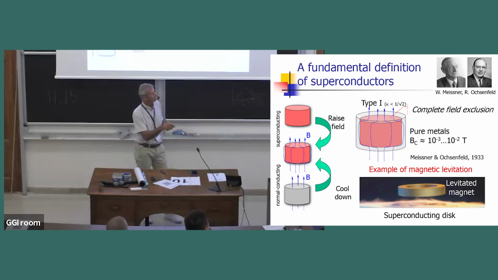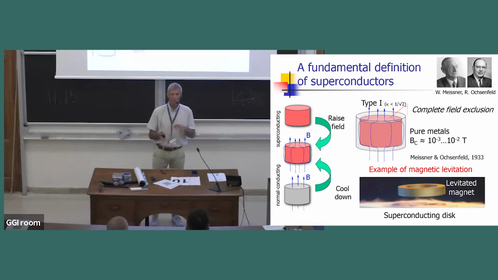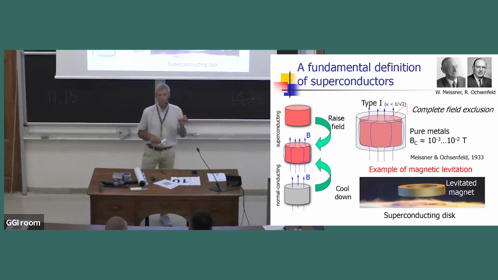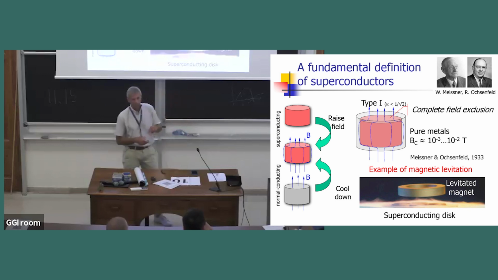So complete field exclusion shows that what we see in superconductivity is a phase change. That's an important concept. It's a different phase with respect to normal conductivity. And that's the hint they brought to BCS. And this effect is what you see in pictures of a levitated magnet on a superconducting pellet. The superconductor doesn't want the field, tries to expel it, which means it exerts a force, and the force is pushing the magnet away. And that happens when you just cool it down. You don't need to move the magnet.